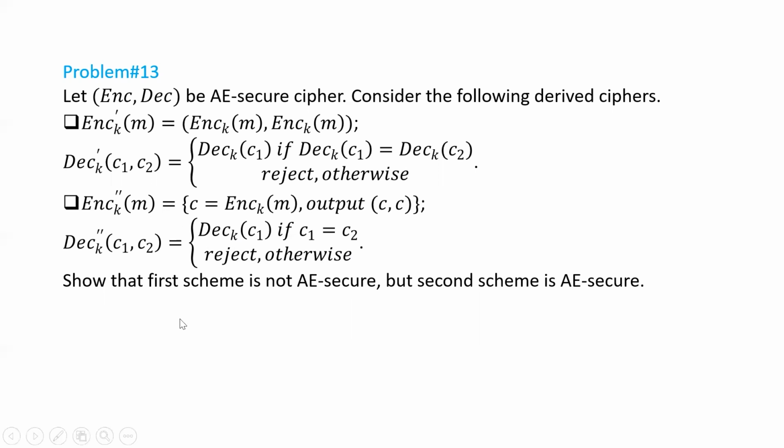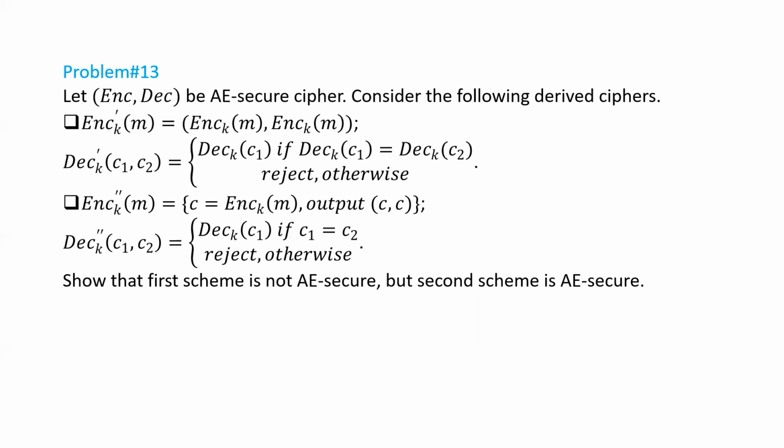Now, you notice that although this scheme has two parts in the ciphertext, it is not different from the original scheme ENC-DEC. Okay, why? Because you are just returning C comma C, right? So it is no different than returning just C to the adversary. Okay, whenever the adversary queries the encryption oracle, it always gets the same first half and second half, C comma C, in the ciphertext.